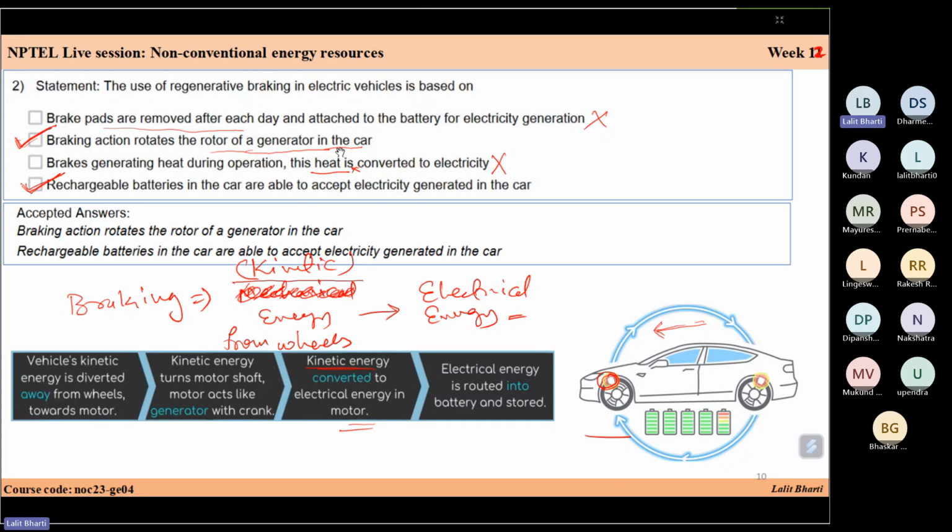Then the fourth option is rechargeable batteries in the car are able to accept electricity generated in the car. That is correct. You have some rechargeable batteries here, so they will accept the generated energy from the rotors or from the generator, and get recharged. So basically, whenever you're braking, you have some kinetic energy. Your kinetic energy from the wheels will be converted to electrical energy. This is called regenerative braking.